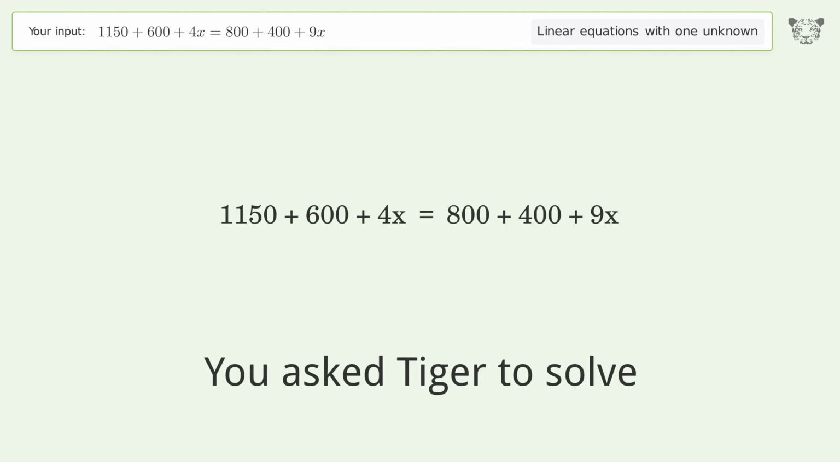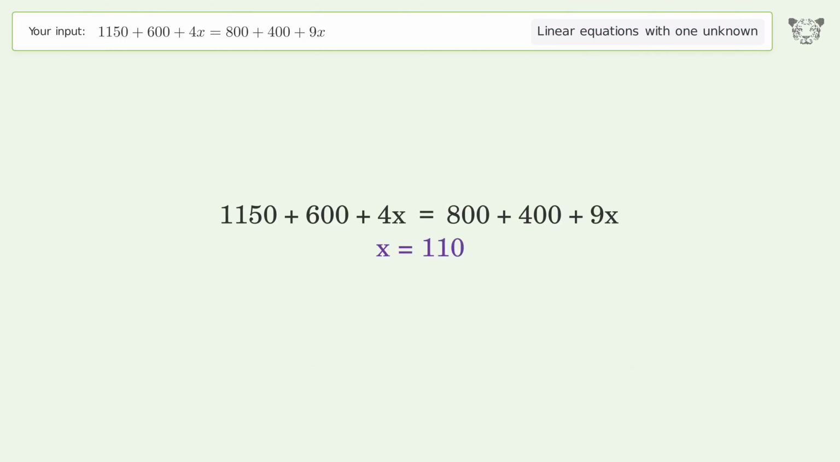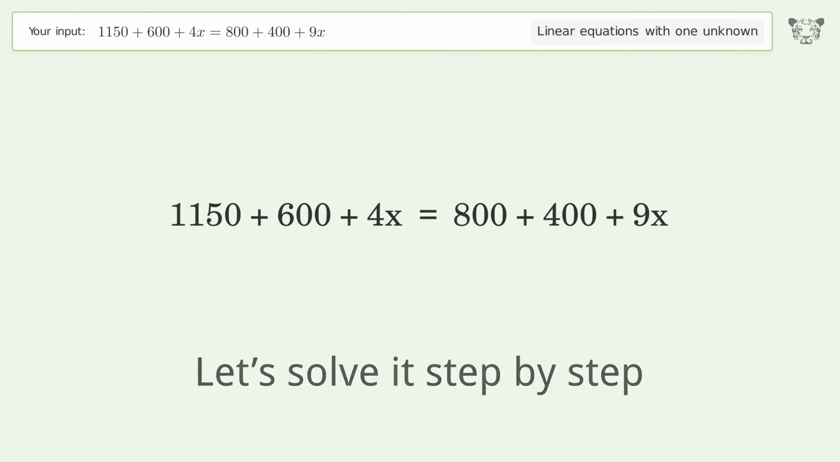You ask Tiger to solve. This deals with linear equations with one unknown. The final result is x equals 110. Let's solve it step by step.